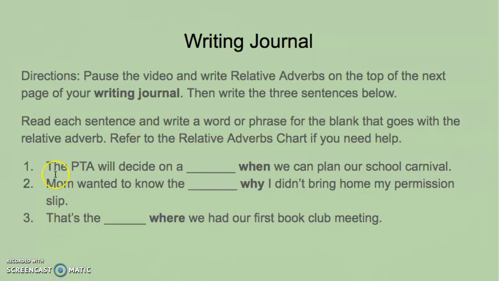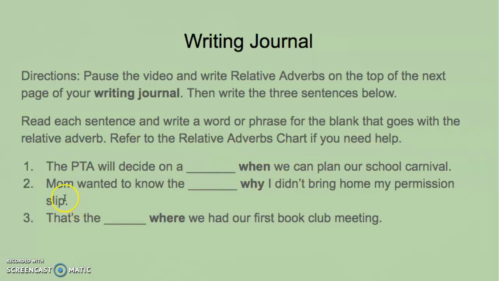Okay, so you're going to read the first sentence. For example, the PTA will decide on a blank when we can plan our school carnival. Okay, so we need a word here that refers to time because we have when here as our adverb. You could put in a date. The PTA will decide on a date when we can plan our school carnival. Another example is the PTA will decide on a day when we can plan our school carnival. Okay, so any word that has to do with time here will work.